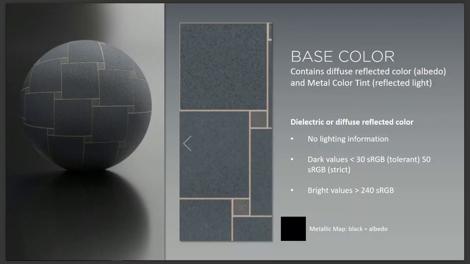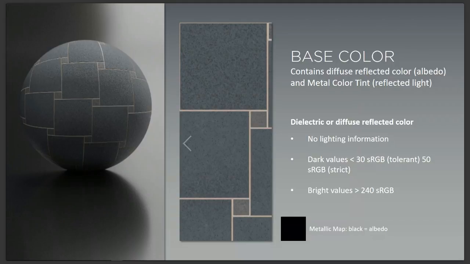So I want to go and look in the base color for that corresponding area, and I'm going to use that as the metal color tint value or the reflected light. And then if it sees black, it says, okay, well, that's not a metal. Let me go to the corresponding area in the base color, and I'm just going to use that as diffuse reflected color or albedo. Right.